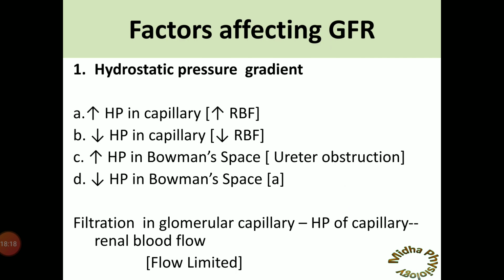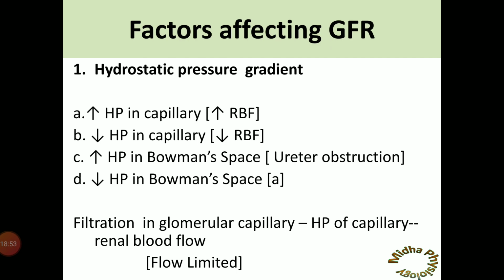This movement of the ultrafiltrate from the Bowman's space into the renal tubule occurs whenever the GFR is increased. So whenever the renal blood flow increases, the hydrostatic pressure in the capillary increases, the GFR increases, and there will be more turnover, in such a way that the hydrostatic pressure in the Bowman's space would be decreased. So you see, the filtration in the glomerular capillary is basically dependent upon the hydrostatic pressure of the capillary, and this hydrostatic pressure depends upon the renal blood flow.